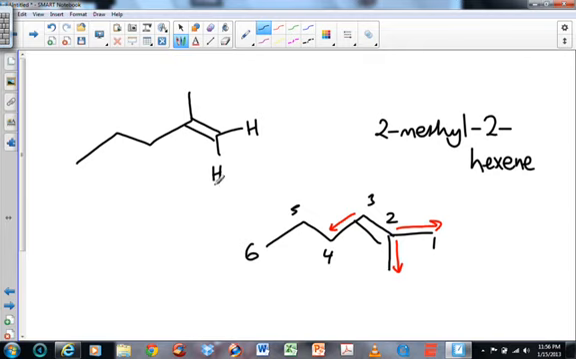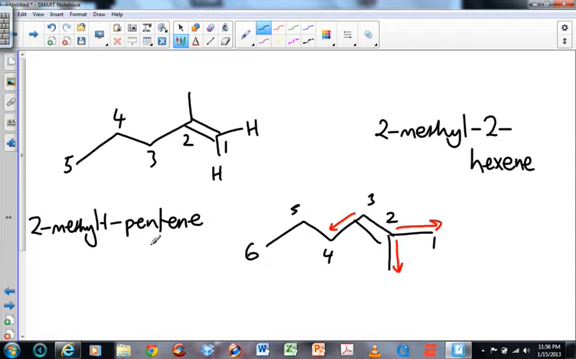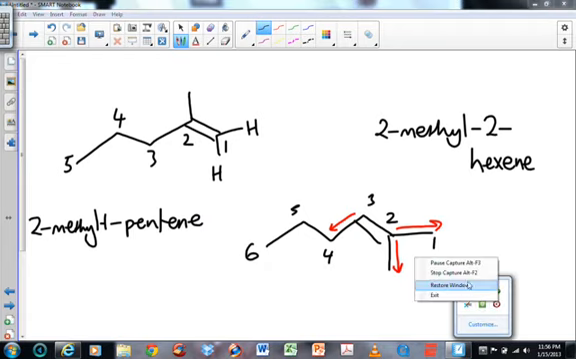Same thing here. There's not two methyls, but there are two hydrogens. So the alkene starts on carbon 1, and that's 2, and that's 3, that's 4, that's 5. So it's pentene, except it's going to be 1-pentene, because the alkene starts on carbon 1. The methyl is on carbon 2. So what we get is 2-methyl-1-pentene. These are the examples where you can't use cis or trans. Okay, so that's cis or trans designations for alkenes.